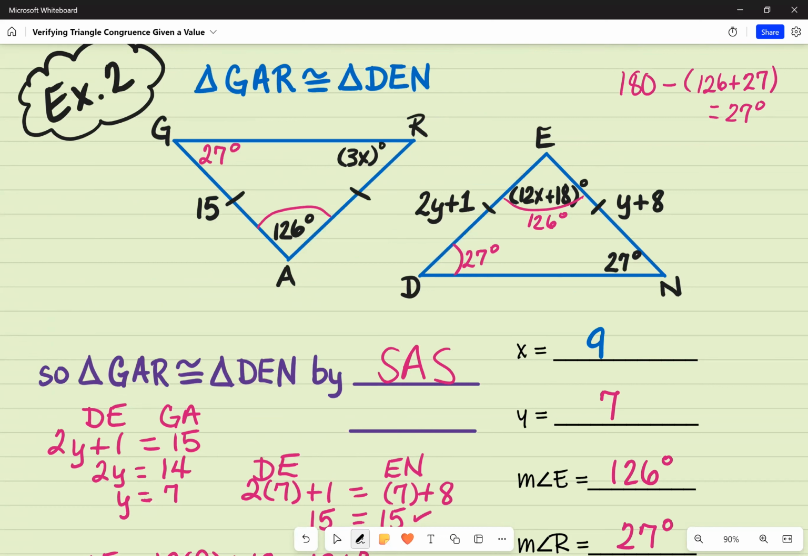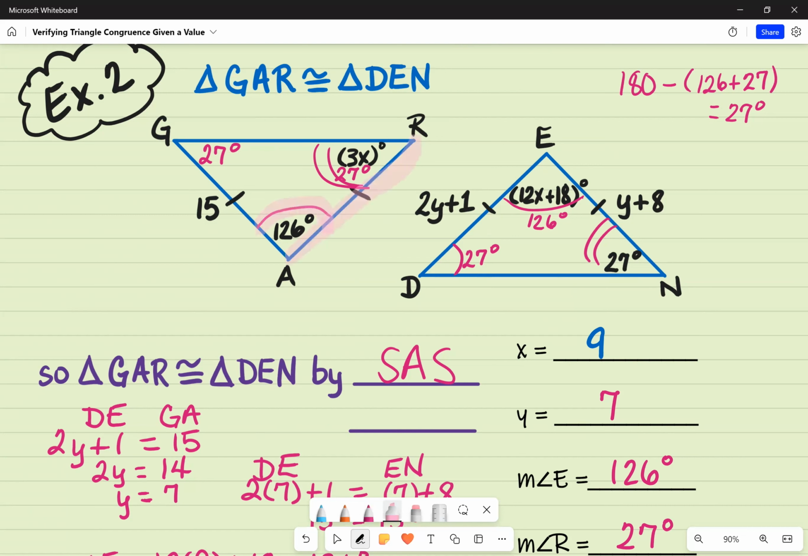We already know the measure of angle R is 27 degrees. We already figured that out a long time ago. So in addition to that side angle side, since I know that the measures of angle R and N, because they're both in that third position, are going to be congruent, I can go ahead and mark those with double arc marks. I wouldn't use a single arc mark because that would indicate that they're the same measure as A and E, and they aren't.